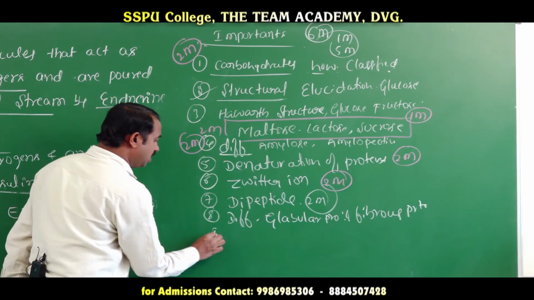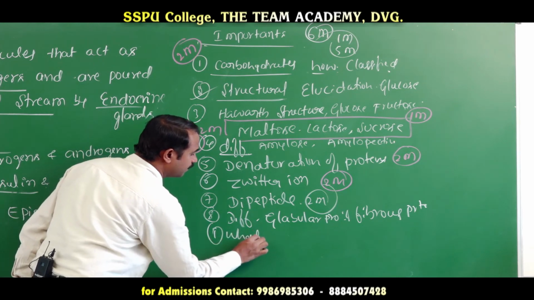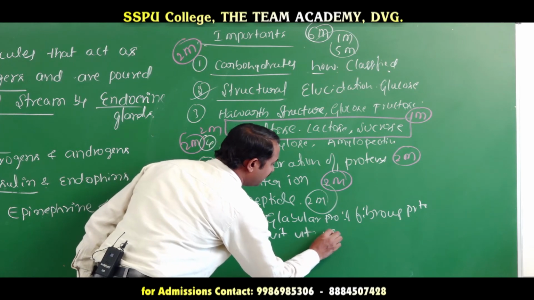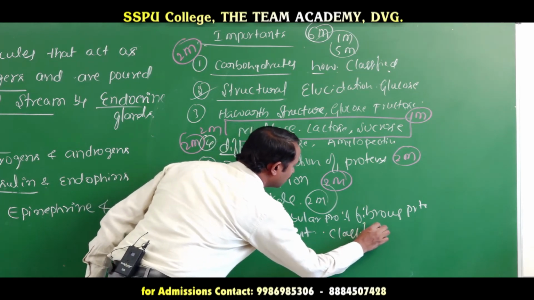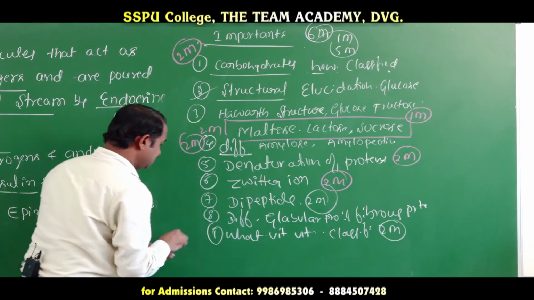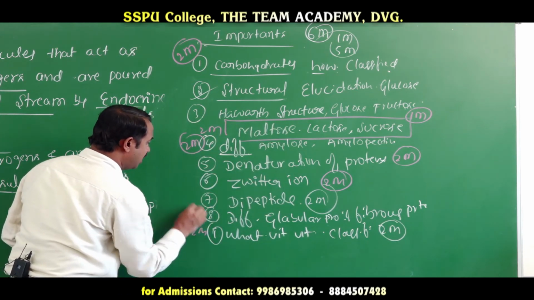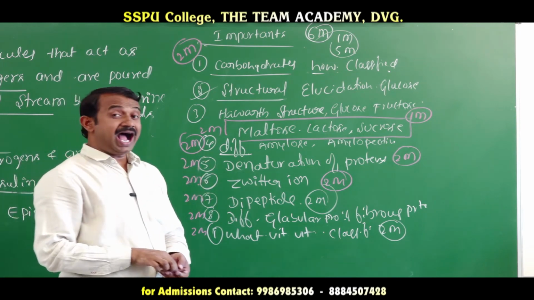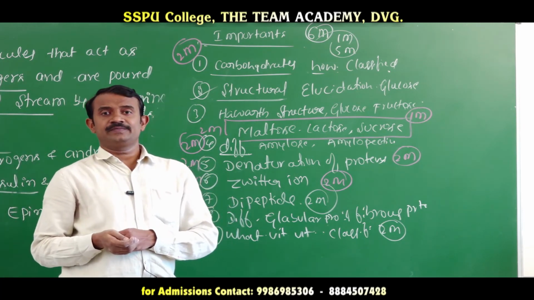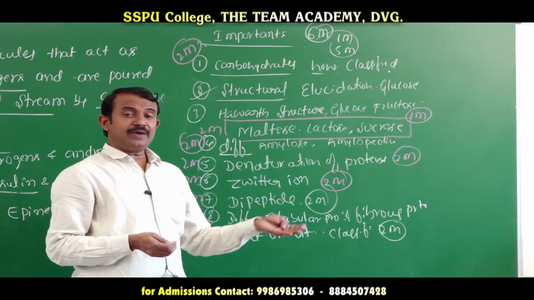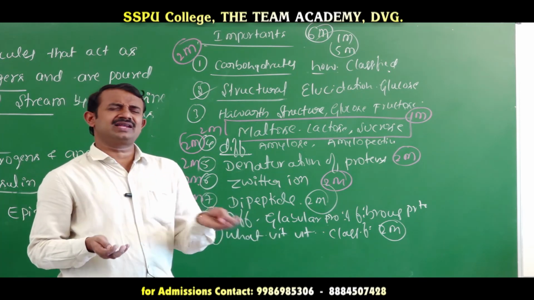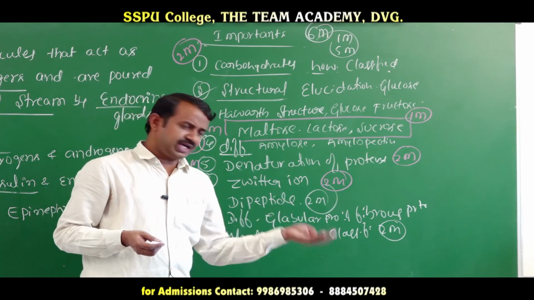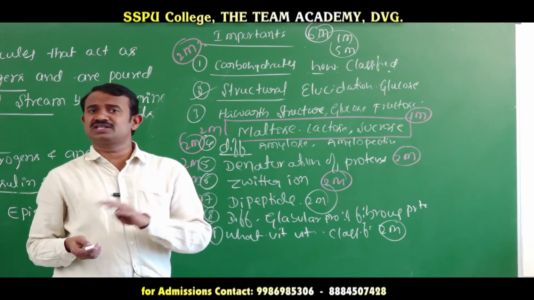Next, what are vitamins? How are they classified? Classification is a 2 marks question. And which vitamin deficiency causes these diseases? They give the disease name and we have to mention the vitamin.